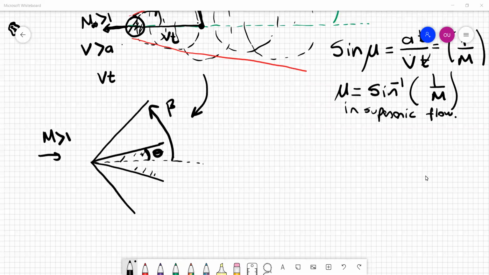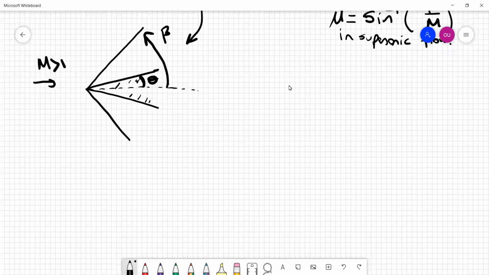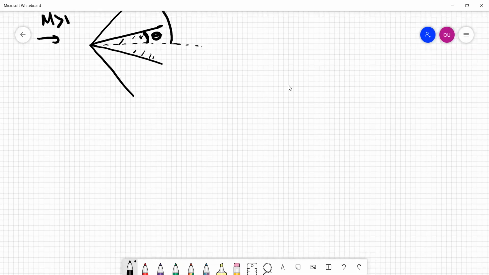So now first we will focus on how to analyze problems with oblique shock waves. Similar to normal shock relations, we will see that we can make use of the normal shock wave relations that we have learned so far, in the analysis of oblique shock waves, the oblique shock relations.